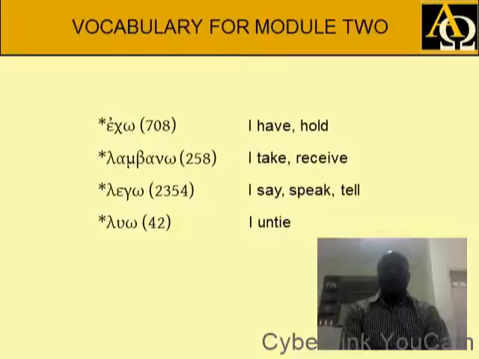Echo, I have or I hold. Lambano, I take or I receive. Lego, I say, I speak or I tell. By the way, it's related to the word logos, which is the message, the word. And then the word luo, which you have looked at. By now, everyone should know the word luo, which means I untie or I'm untying.